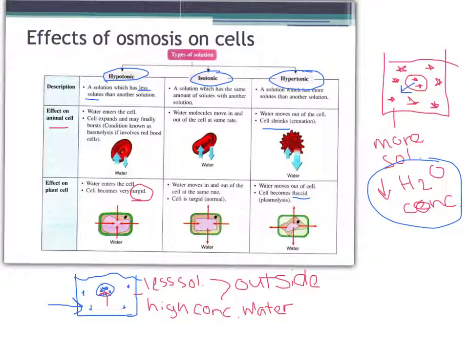Then we have the middle road, which is the isotonic, and this just has to do with the concentrations being the same. Because of that, even though you're still going to have movement, it's not going to be this drastic movement in or out of the cell that's going to cause some changes.